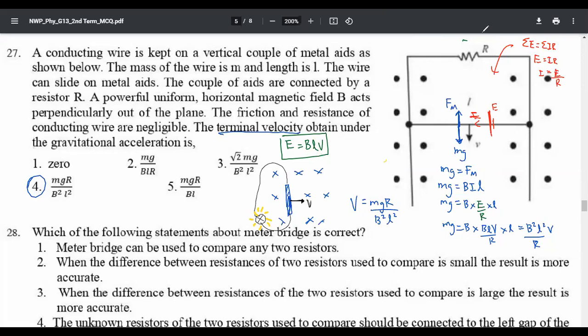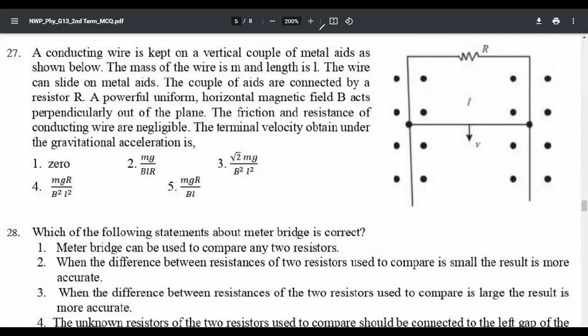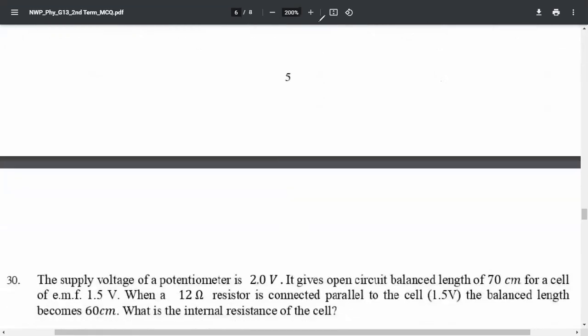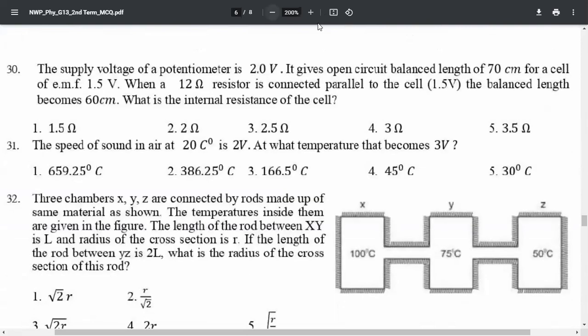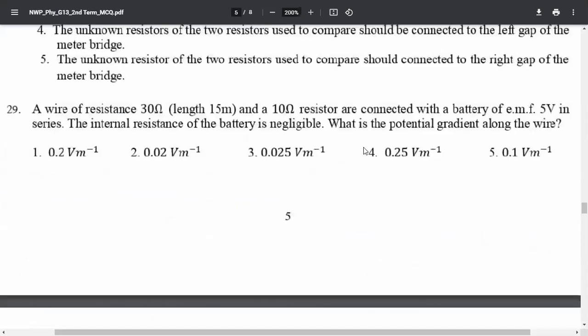Then I hope the people understood. People who had doubt with the 27th, you got it right. What other doubts do you have, people? Did someone ask for 30th one? Wait, let me see. Okay, 29th. There's a request for 29th. What is 29th?